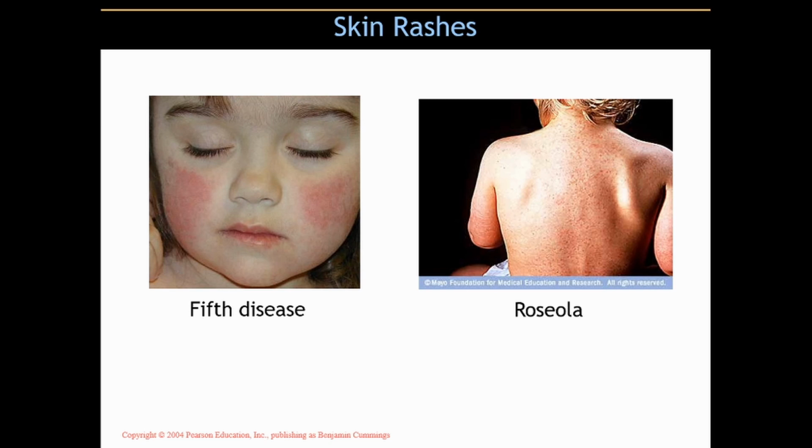And then roseola, you can see the macular rash on the back of this child. So that's it for viral skin infections. That's the end of part 2.